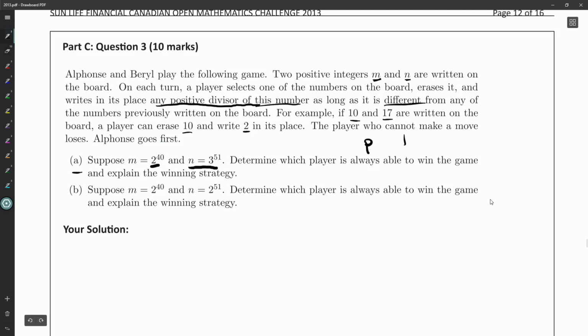I'm interested as to why it's 40 and 51. That's what I'm more concerned about. Anyway, suppose we got these numbers. Determine which player will be able to win the game and explain the winning strategy. Okay, well, it is a Part C question. We should be explaining things.